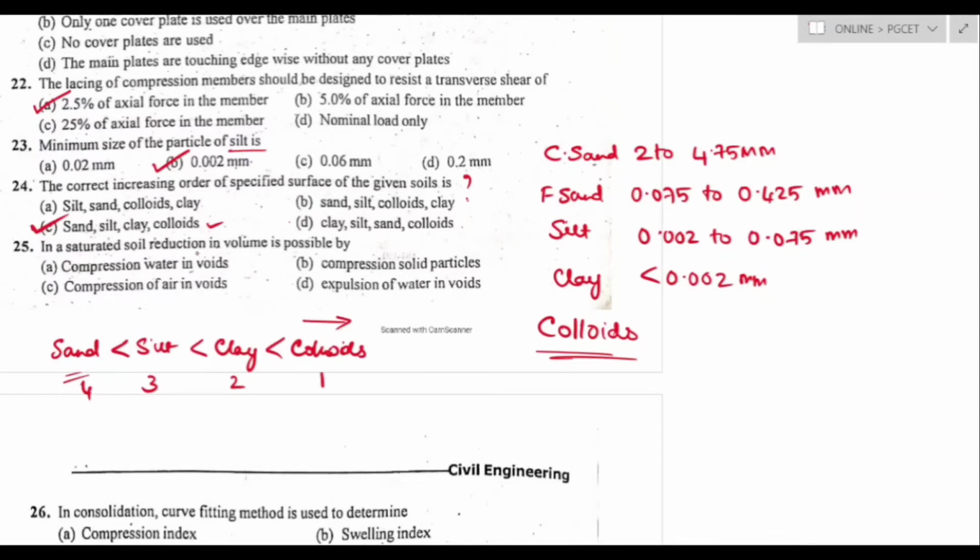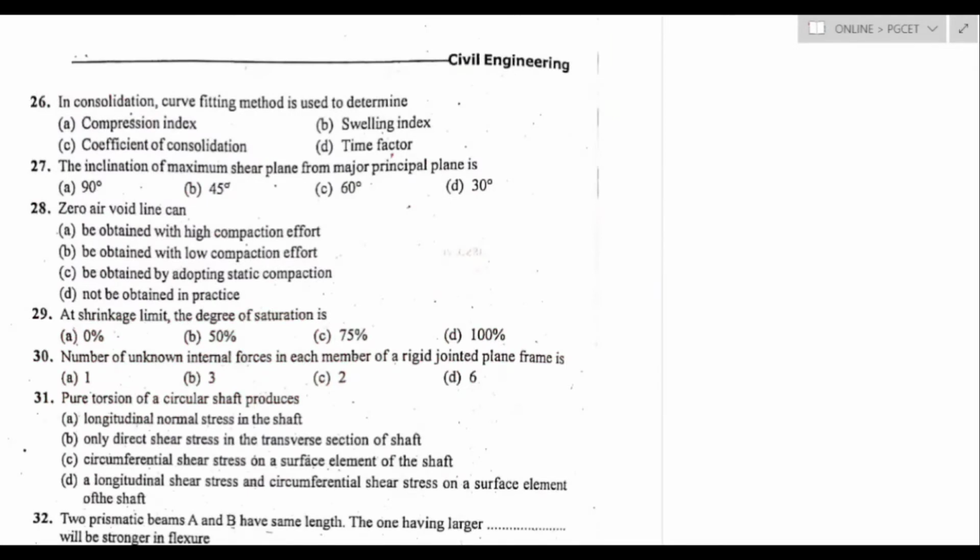Question number 25. In saturated soil, reduction in the volume is possible by expulsion of water in the voids. Option D is the right answer. Reduction in the volume is possible only when the water can escape from the voids. That is expulsion of water in the voids. Question number 26. In consolidation, the curve fitting method is used to determine coefficient of consolidation. Option C is the right answer.